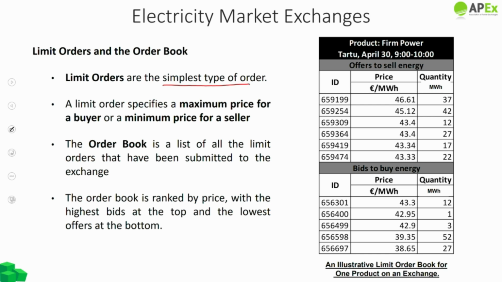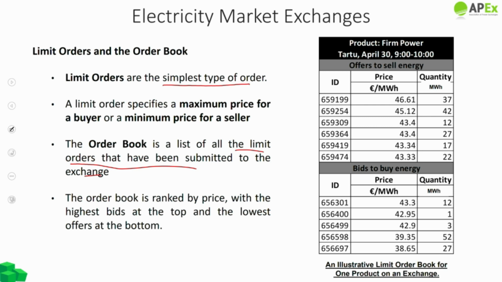As there are several participants that simultaneously submit these limit orders, these are recorded in an organized manner called the order book. The order book is a comprehensive list containing all the limit orders submitted to the exchange. What makes it interesting is that the order book is like a leaderboard with bids and offers ranked by price. The highest bids take the top spots while the lowest offers settle at the bottom.